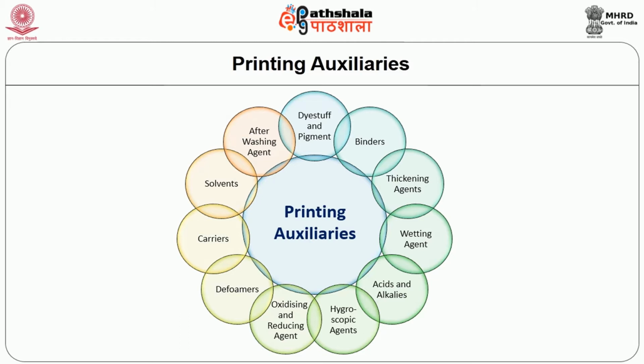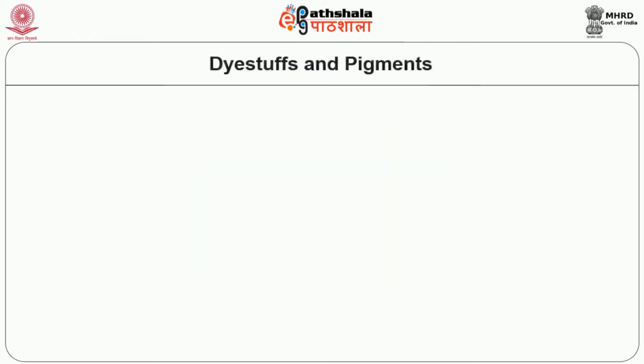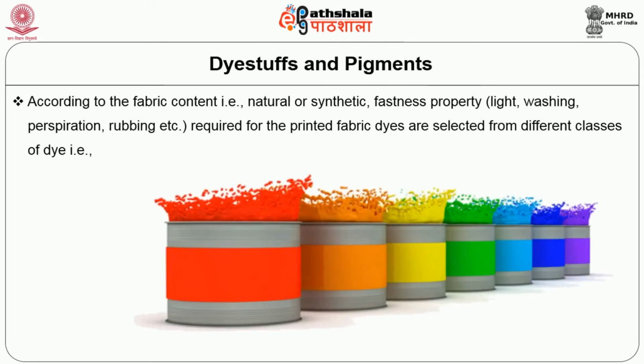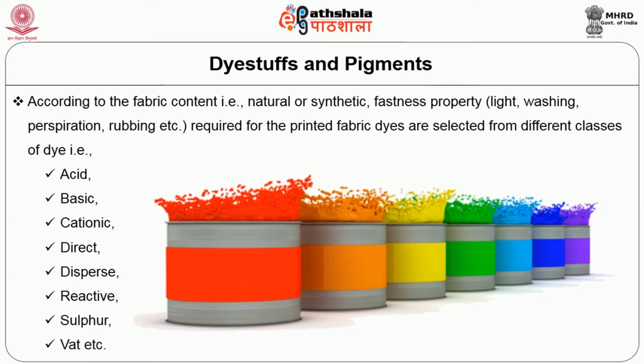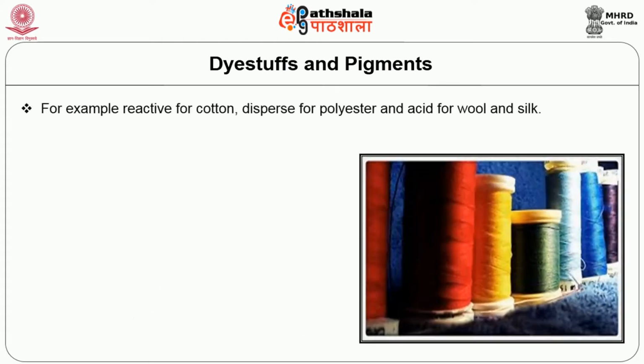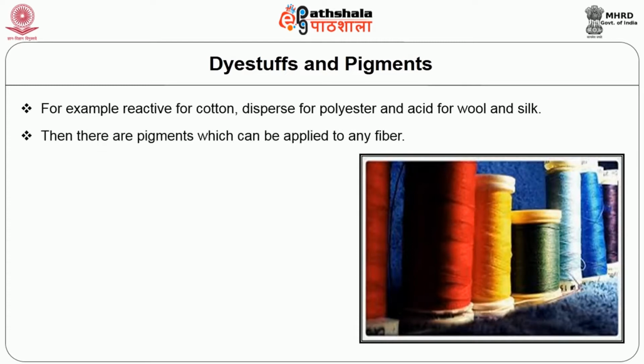First is dyestuffs and pigments. According to the fabric content, that is natural or synthetic, and the fastness property required for the printed fabric, dyes are selected from different classes of dye, that is acid, basic, cationic, direct, disperse, reactive, sulfur, vat, etc. For example, reactive for cotton, disperse for polyester and acid for wool and silk. Then there are pigments which can be applied to any fiber.